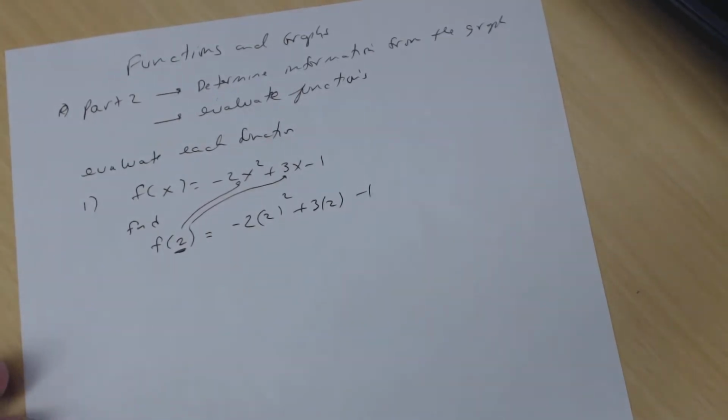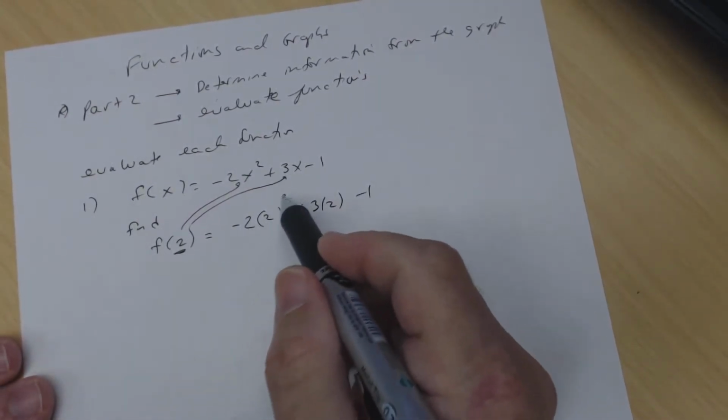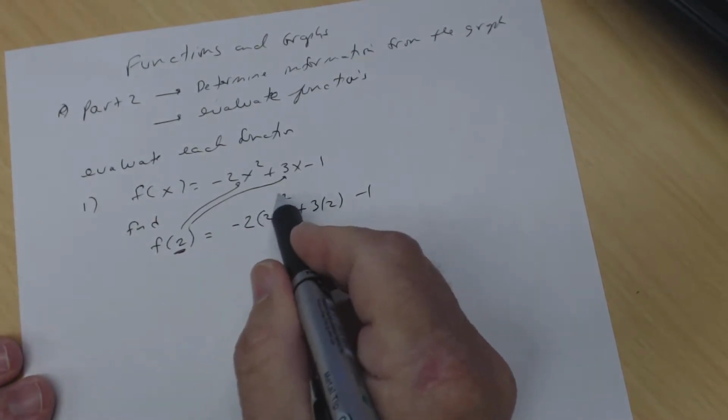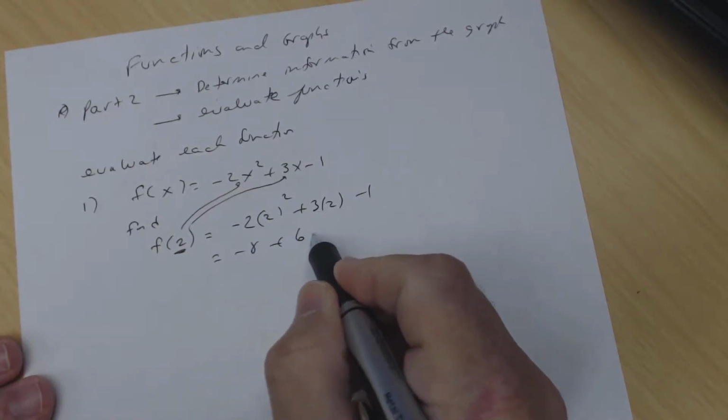And then I just use the order of operations. So the order of operations, I'm going to use the exponent before multiply. 2 squared means 2 times 2, so that's 4. That's 4. 4 times negative 2 is negative 8. Plus 3 times 2 is 6, minus 1.